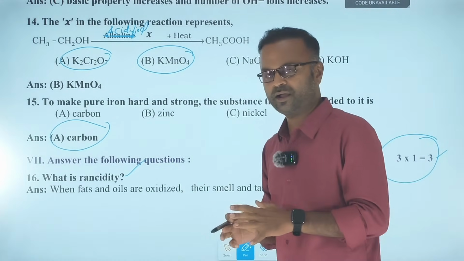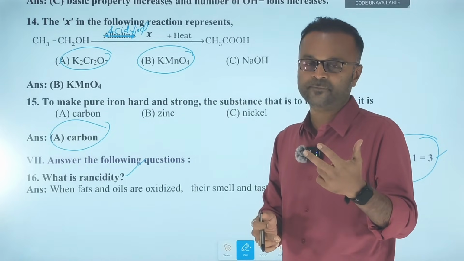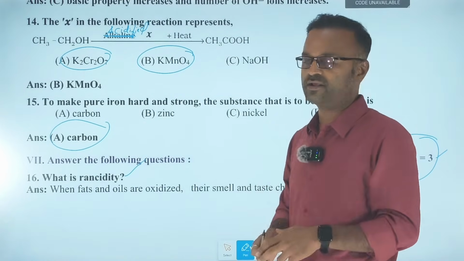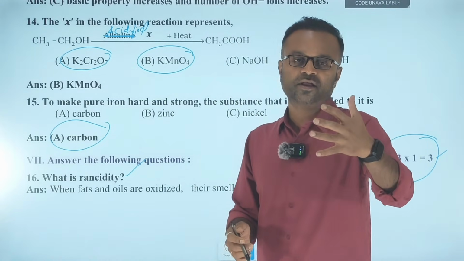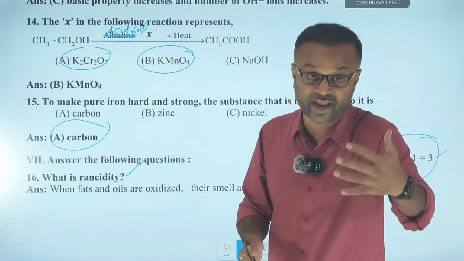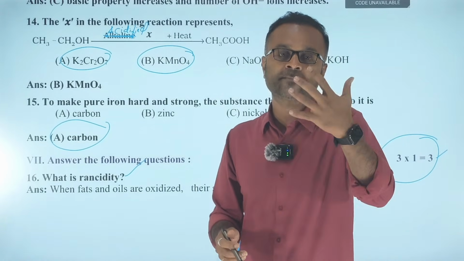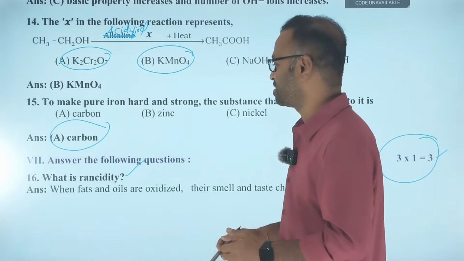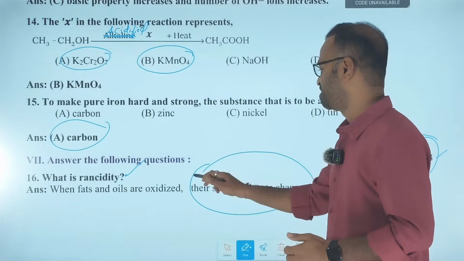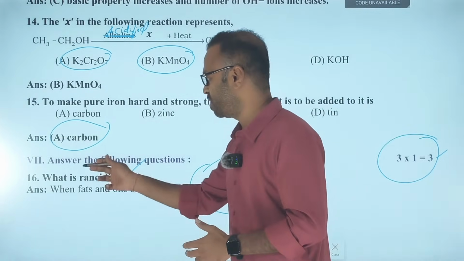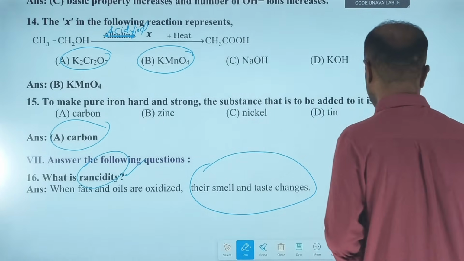Okay, rancidity. Either they ask what is rancidity for 1 mark, or they will ask for 2 marks how to prevent rancidity. As we all know, whenever fats or oil containing food items come in contact with oxygen, they get oxidized and produce a foul smell and bad taste. That is known as rancidity. When fats and oil are oxidized, their smell and taste change. That process is called as what? That is called rancidity. Hope this is clear with the first question for the 1 mark.